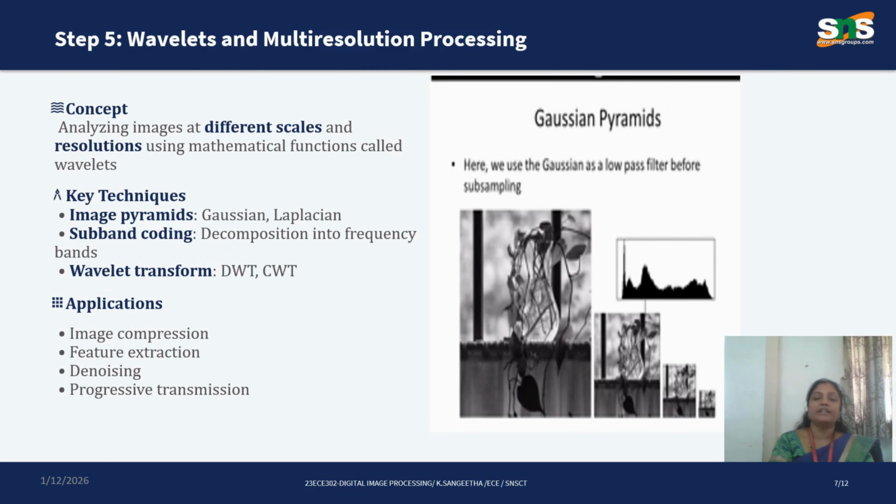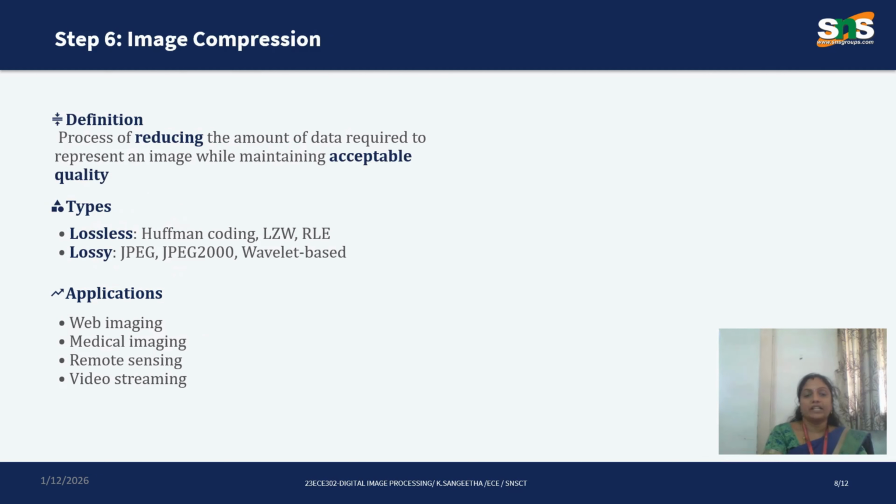And wavelets and multi-resolution technique. Multi-resolution technique means we can process the image in variable resolution. Resolution means the number of pixels per inch, that is PPI. With more resolution we get a sharper and clearer picture, and wavelets are the technique used to analyze the image in multi-resolution processing. And the next one is image compression. Image compression means reducing the amount of data required to represent an image while maintaining acceptable quality.